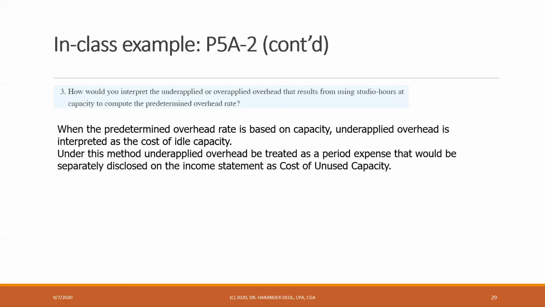So under this method, any under-applied overhead will be separately disclosed on the income statement as a cost of unused capacity. Keep in mind that such a treatment is not permitted for external financial reporting under IFRS. So this is pretty much a moot point for us in Canada.